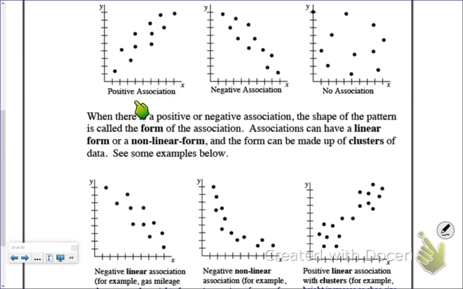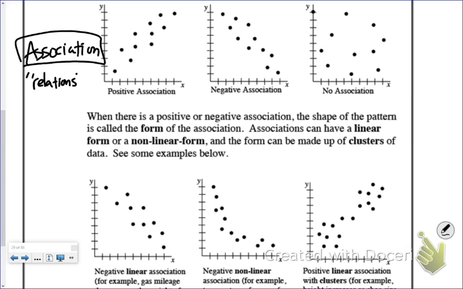So right here where it says positive association, let's couch this under the category association. That's the word. Association is another word for relationship. Write that down. In other words, how are the two things related? Well, if it looks like this, kind of like yesterday, as x increases, y increases, that's positive. So write down the word positive. That's one way you can describe association.